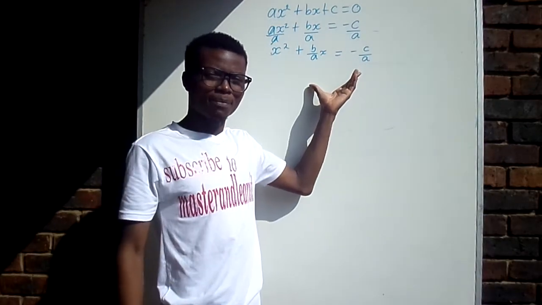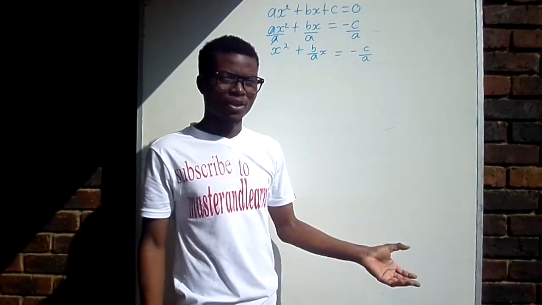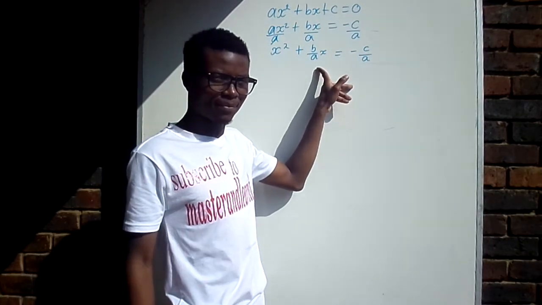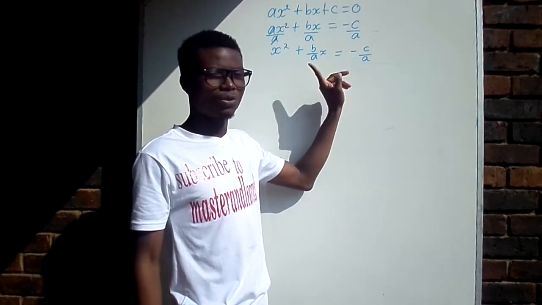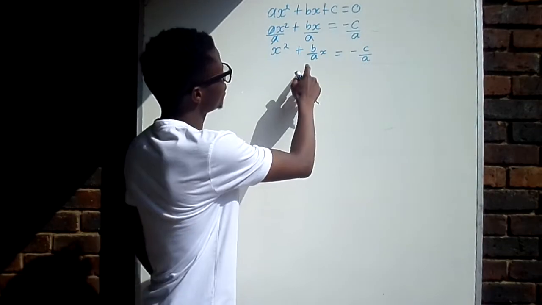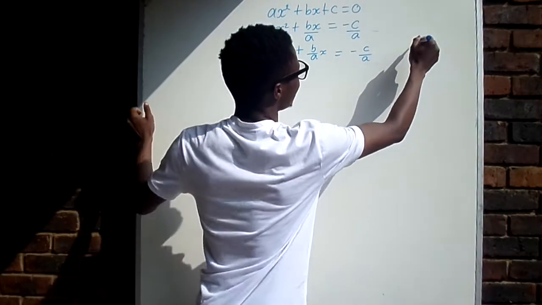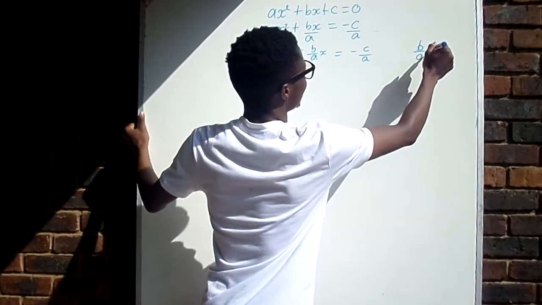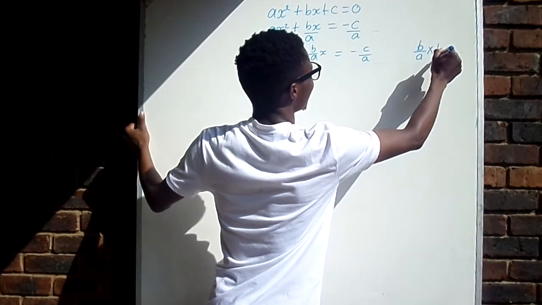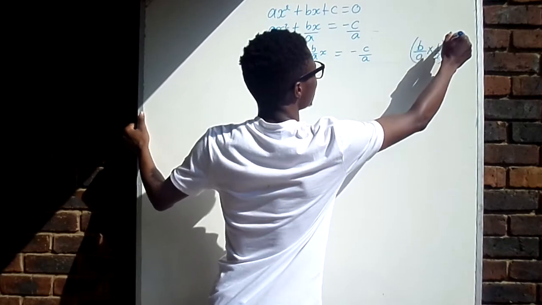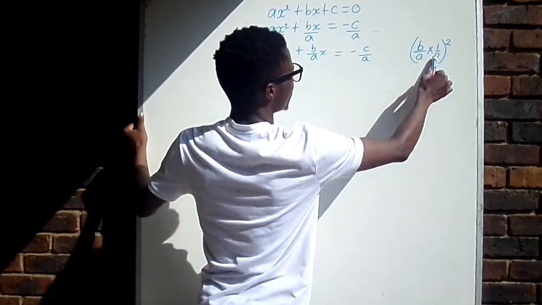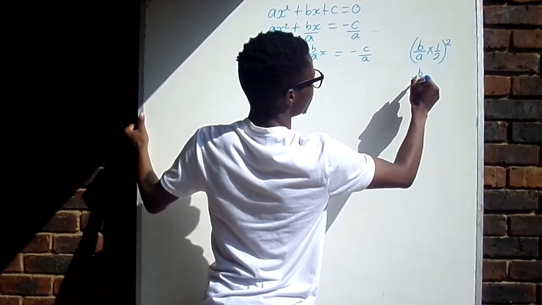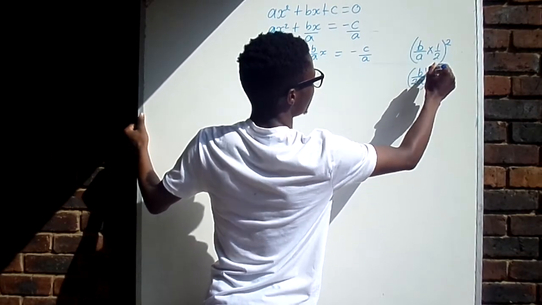The following step is to complete the square. When we complete the square, we look at the coefficient of the second term. We halve it, then we square it. So the coefficient of the second term is b over a. We have to halve it, so I multiply by a half. Then we need to square it. Simplifying what is inside the bracket, we have b over 2a, and we square it.